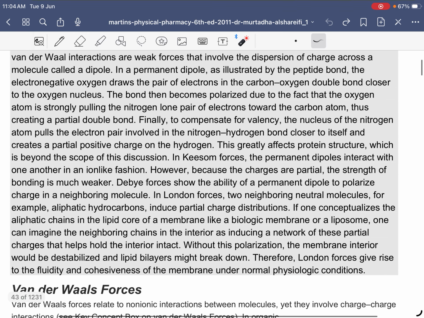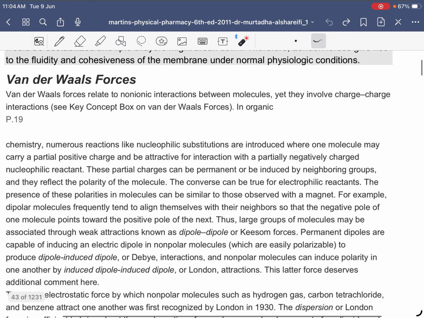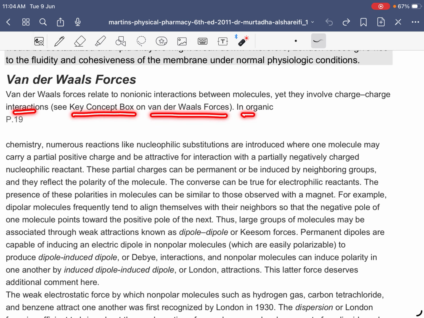Now, van der Waals forces. Van der Waals forces relate to the non-ionic interactions between molecules, yet they involve charge-charge interactions. See key concept box on van der Waals forces.